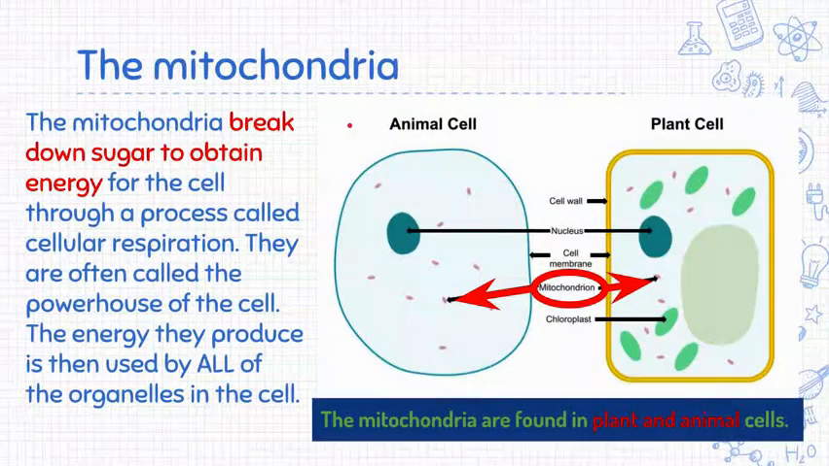All right, one final one, the mitochondria. The mitochondria is going to break down sugar to obtain energy for the cell. So the mitochondria is what's going to make energy for our cells to use. They do this through a process called cellular respiration. They are often called the powerhouse of the cell. The energy they produce is then used by all of the other organelles inside of the cell. So the mitochondria makes energy for both the animal cell and the plant cell.